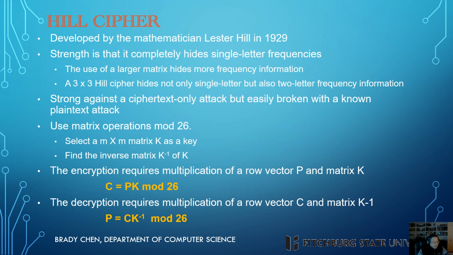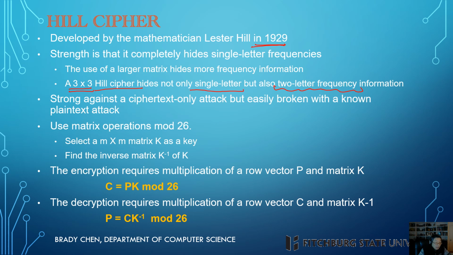Okay, so let's talk about the Hill cipher. The Hill cipher was developed by mathematician Lester Hill in 1929. It was regarded as a strong cipher at the time because the strength of the Hill cipher is that it completely hides the single letter frequency. So it's definitely much stronger than the monoalphabetic cipher. The Hill cipher uses a large matrix to hide more frequency information. For example, a 3 by 3 Hill cipher hides not only single letter frequencies, but also two letter frequencies, the frequencies of digrams.